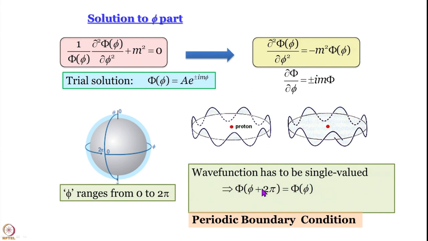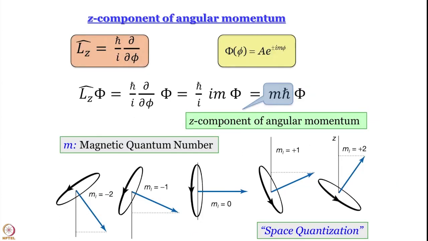Okay? Because you start from phi, go around a full circle, come back to the same point. As we have discussed while talking about Born interpretation, these wave functions have to be single valued in order to conform with the Born interpretation. So, that is what gives rise to this periodic boundary condition. And then what we discussed earlier is that that is what leads to quantization of m.